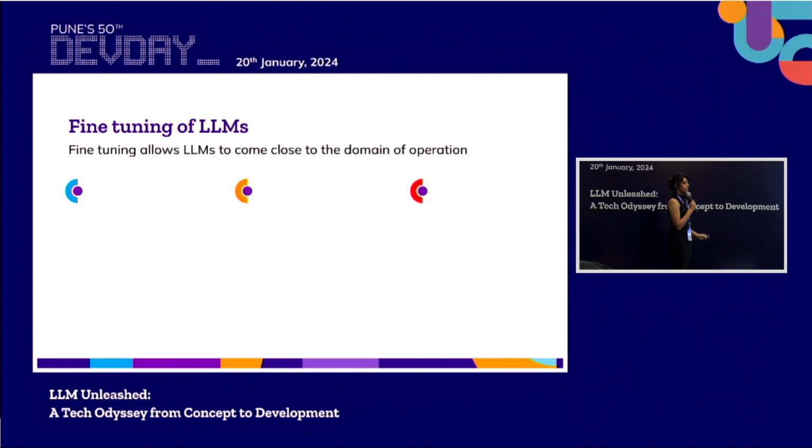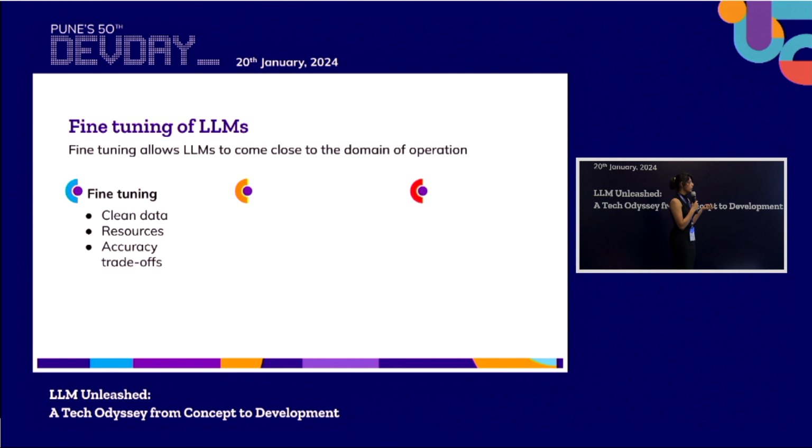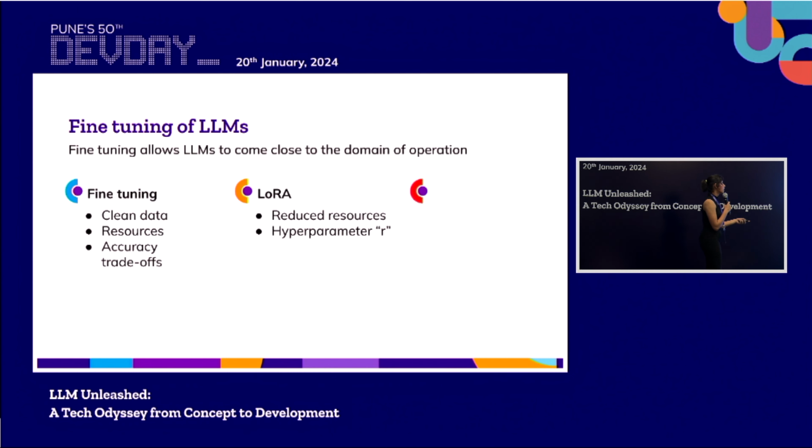So let's summarize a little bit what I said so far. One is, we talked about fine tuning. What we do in fine tuning is we need to have clean data to feed to the model. We need to have resources to train our model on. And we have checked accuracy trade-offs, how that trade-off becomes with respect to model size and with respect to data. Then we talked about LoRA.